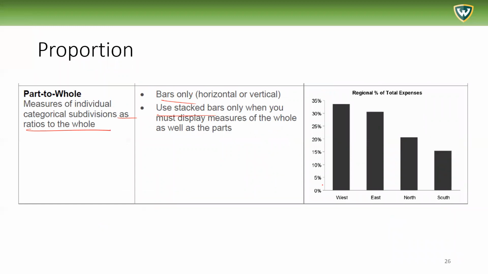I don't think these are actually great to measure proportions in terms of parts to whole, but you can certainly create a nominal comparison just like we did before, where your measure is percentage. So we can translate the numbers, well, before we had sales or calls, and here we have regional total percent of expenses. So the West had 33% of expenses. The East had about 30.